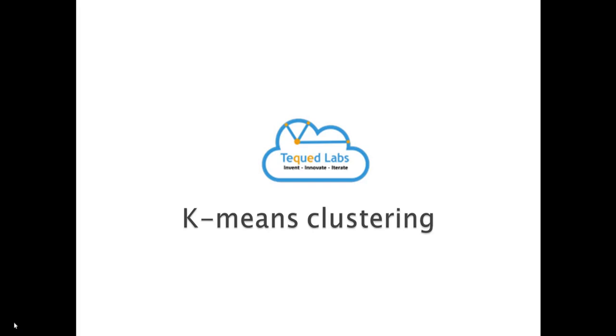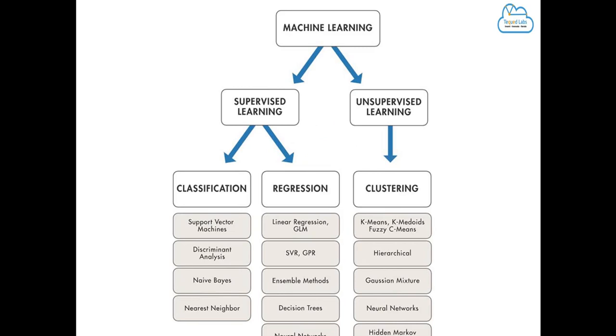Coming on to the clustering part, what is clustering and how does clustering actually work is very important to understand. Before that we need to understand the concept of supervised and unsupervised learning. This will give you a better idea of how machine learning is divided. We have supervised learning that consists of classification and regression problems. Then we have unsupervised learning which has the clustering part.